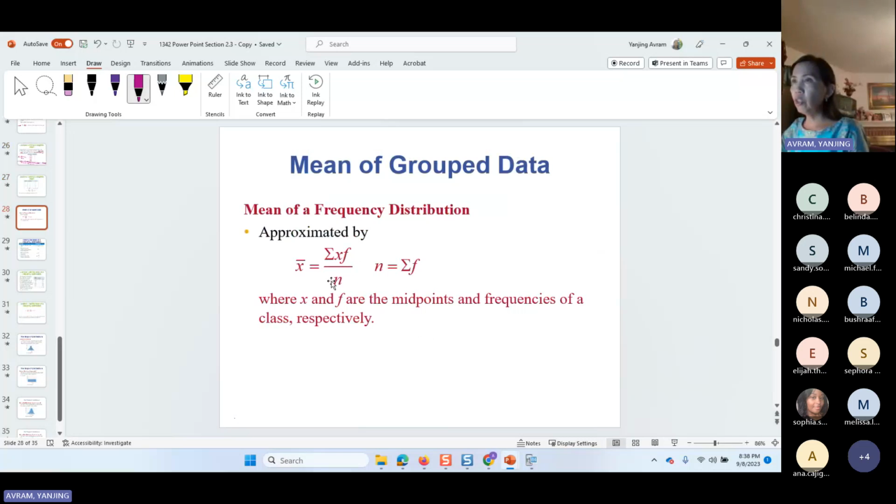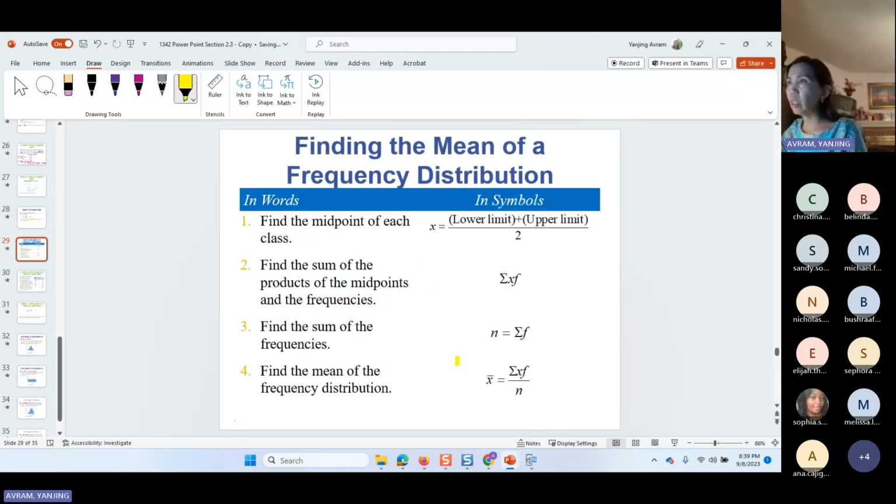Sometimes we also need to find the mean for a frequency distribution. The frequency is similar to the weight we have here. But if the table has classes, we have to find a midpoint first. We need to find the midpoint first, and then multiply by the frequency, and then add them together. So that is this one right here.